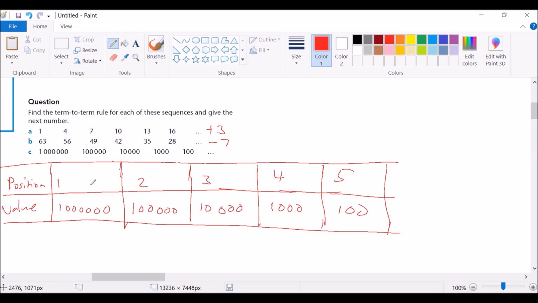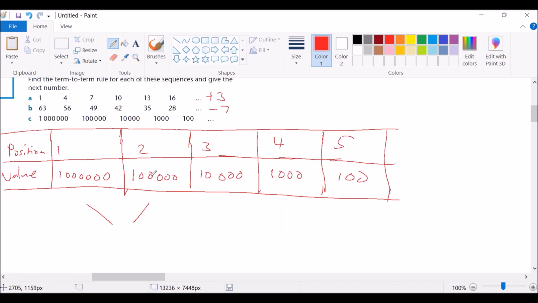Okay, now we have this table for C. Position 1, there's 1 million. Position 2, there's 100,000. Position 3, there's 10,000. Position 4 is 1,000, and 5 is 100. So what are we doing to this term to get that term? That is the term-to-term rule. It's either a subtraction, because the numbers are decreasing every time, or a division.